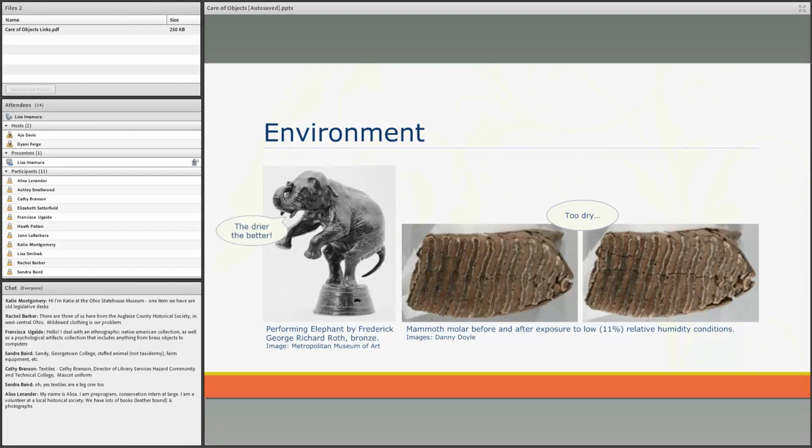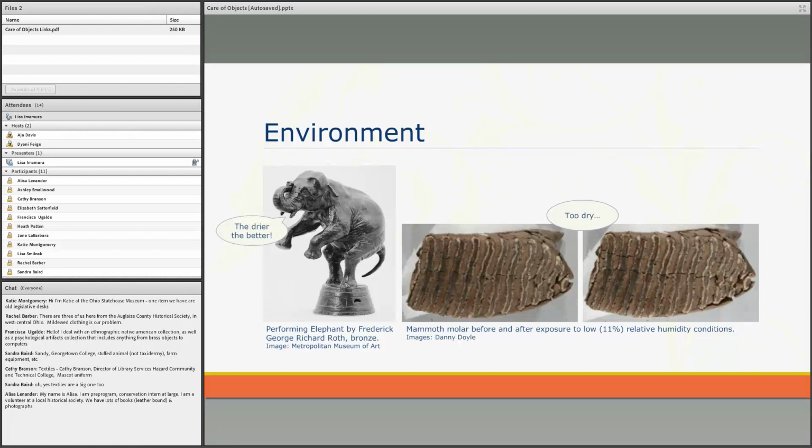Those moderate conditions are the best overlapping windows we have for so many different needs. I mean, as you saw, there's so many different possible materials. So as an example, I have on screen a bronze on the left, and metals in general, if it's not a composite object with other materials attached, are best stored in dry conditions. Pretty much the drier the better. But on the right hand side, there's this mammoth molar that was exposed to very low relative humidity, and that resulted in quite a lot of damage.